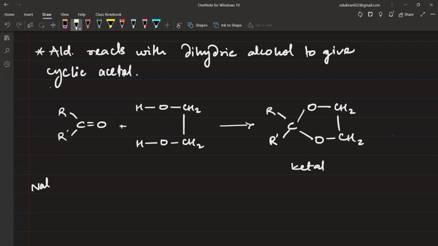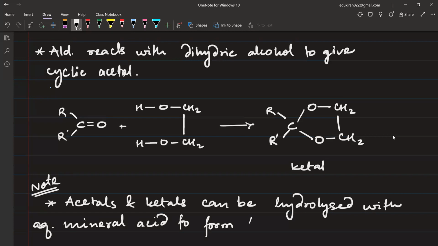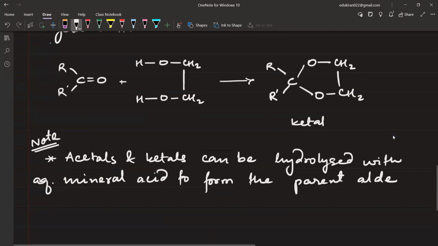Now, मजे की बात सुनो. Note: acetals and ketals can be hydrolyzed with aqueous mineral acid to form the parent aldehyde and ketone. क्या मतलब सर, क्या बोलना चाह रहा है?